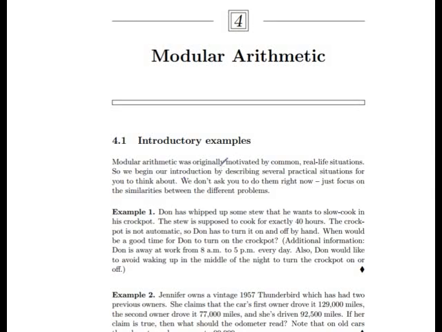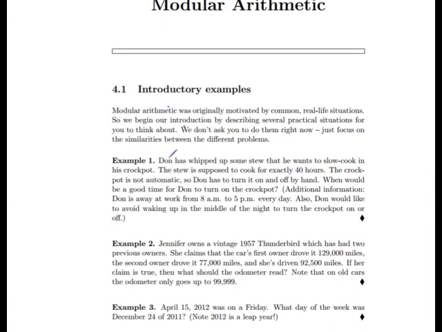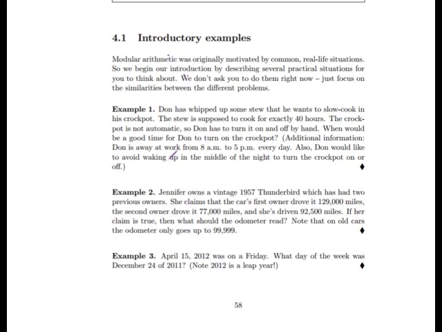Okay, this chapter is about modular arithmetic, and the chapter begins with several examples. There are many cases in real life where you count around a circle. Think about a clock. A clock has 12 hours. You count around the circle. You go 1 up to 12, and then you go back to 1 again.